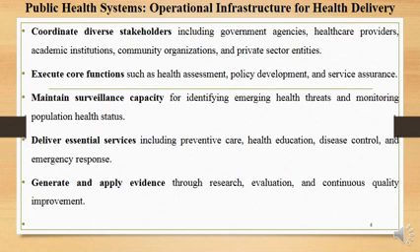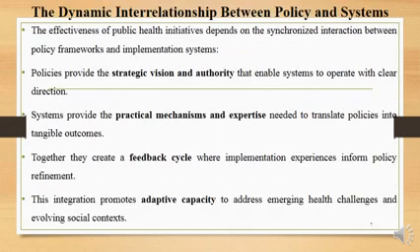Generate and apply evidence through research, evaluation and continuous quality improvement. The dynamic interrelationship between policy and systems. So policy and systems are interrelated, and we want to look at the dynamic interrelationship between them. The effectiveness of public health initiatives depends on the sophisticated interaction between policy frameworks and implementation systems. Policies provide the strategic vision and authority that enable systems to operate with clear direction, while systems provide the practical mechanisms and expertise needed to translate policies into tangible outcomes.